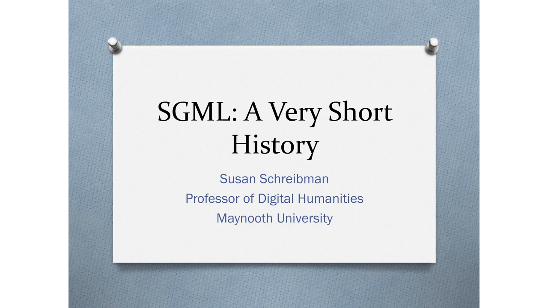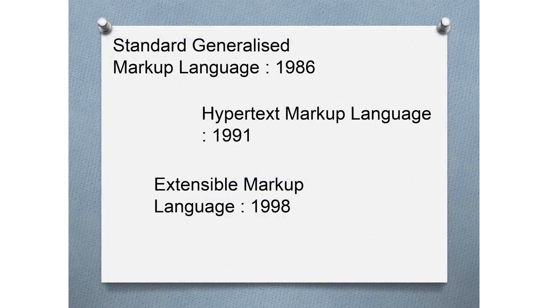I'm going to give you a very short history of SGML. So SGML, you could see on the slide, was developed in 1986, HTML 1991, and XML 1998. What you might notice is SGML was developed prior to the World Wide Web. In fact, HTML is developed from SGML, and it is the language that enabled the World Wide Web.